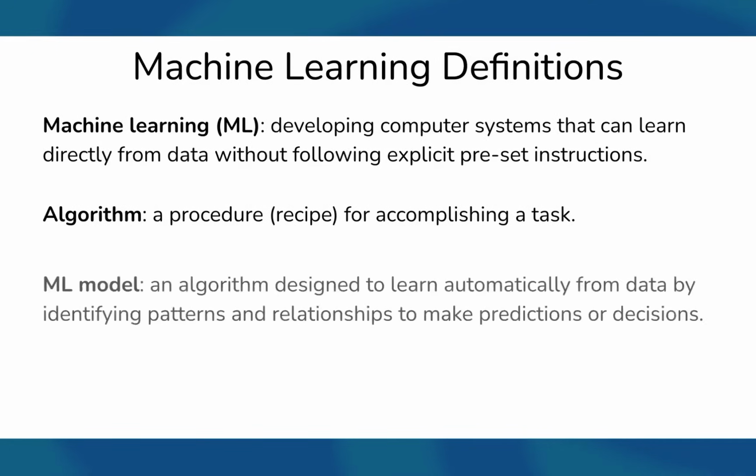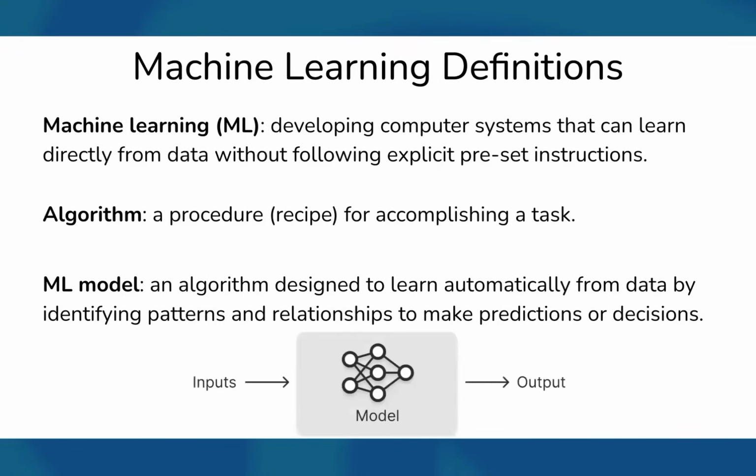Now, a machine learning model is an algorithm designed to learn automatically from data by identifying patterns and relationships to make predictions or decisions. It's an algorithm because it will process the data and use that to make its prediction or decision. So it will follow a set of instructions, which is to process the data in this way, then maybe compare it to this other data that I'm processing and check the correlation with this other thing and so on and so on. And then it ultimately makes a prediction. That is an algorithm, and that's what a machine learning model is. It's a specific algorithm for automatically learning from data to make those predictions.